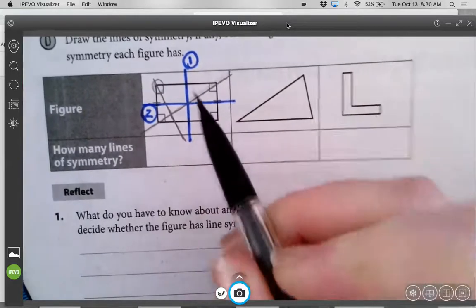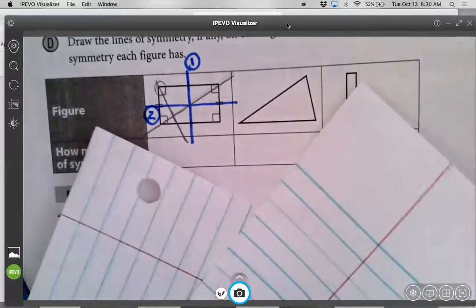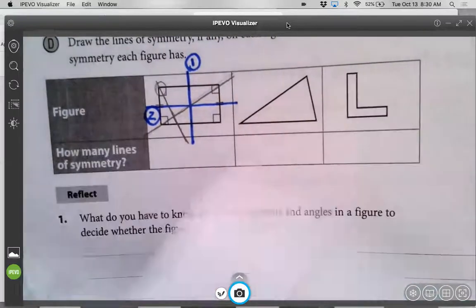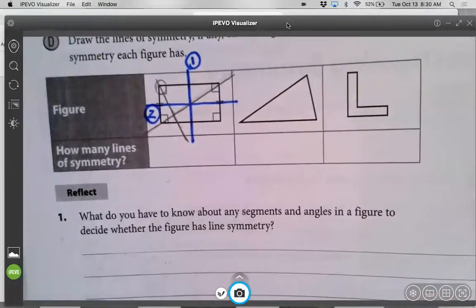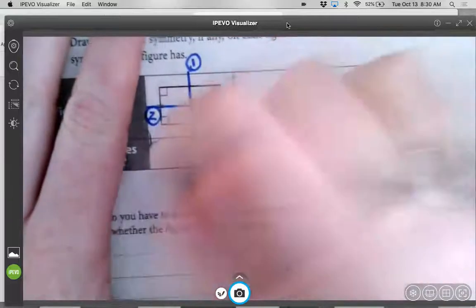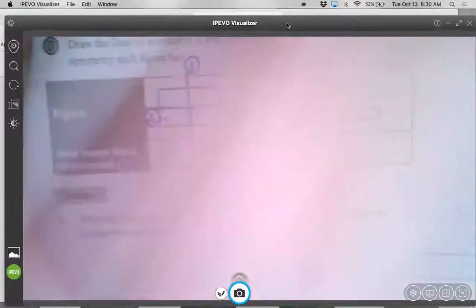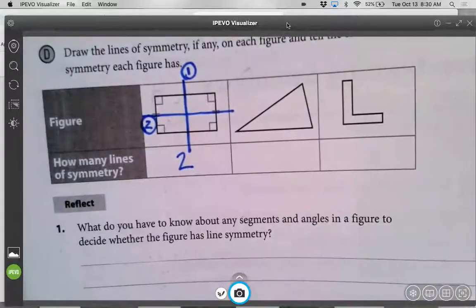So we can verify with some real world examples like the sheets of paper that I folded where the corners didn't match. We can also verify with some mathematical properties that we've previously learned, but a diagonal is not going to be a line of symmetry on a rectangle. So we had a total of 2 lines of symmetry.